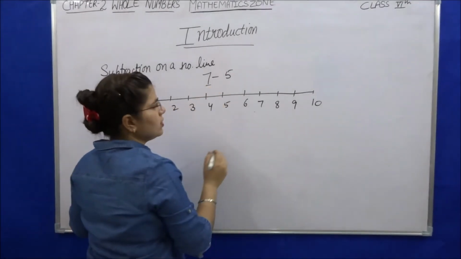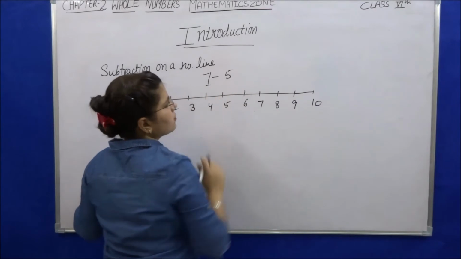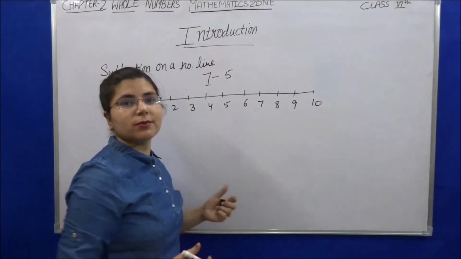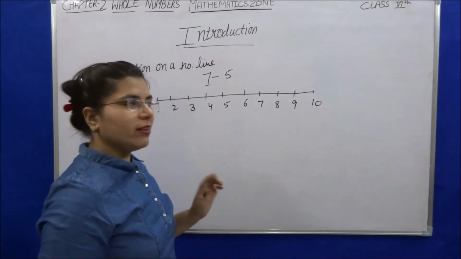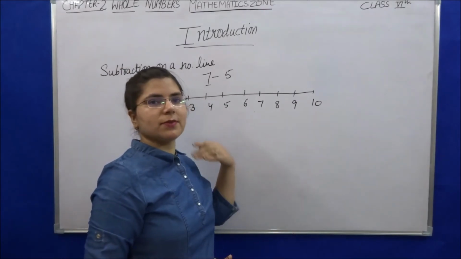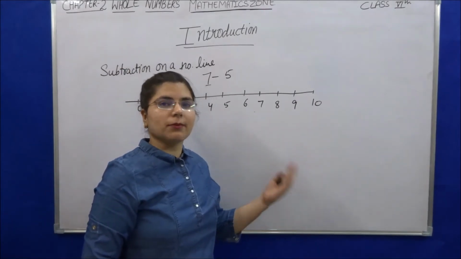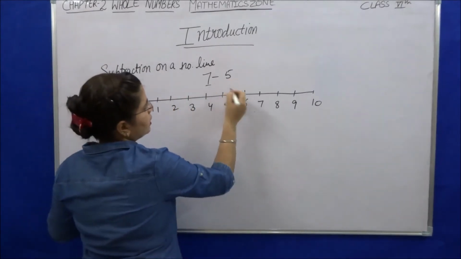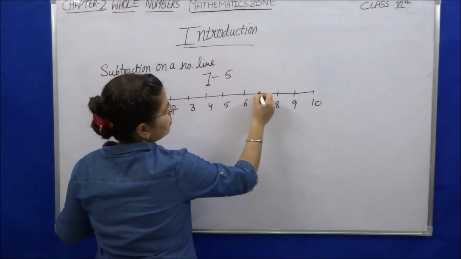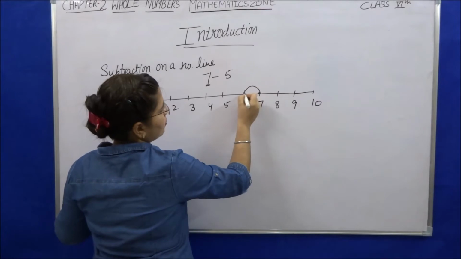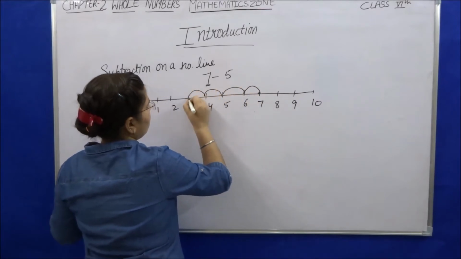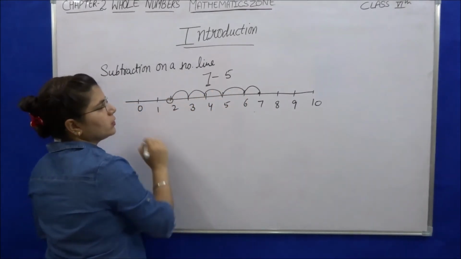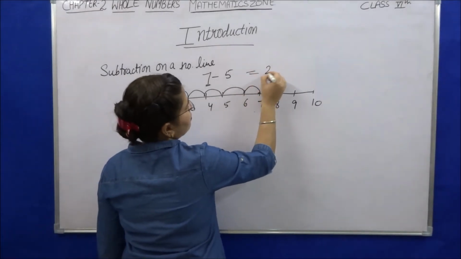Here the first number is 7, so we will start from 7 and the second is 5. So we will move 5 steps but in a backward direction because here we are doing subtraction, not addition. Whenever we are doing addition, we move the steps forward, but when we are doing subtraction, we move in a backward direction. Starting from 7, move 5 steps back: 1, 2, 3, 4, 5. So our answer will be 2. So 7 minus 5 will be 2.